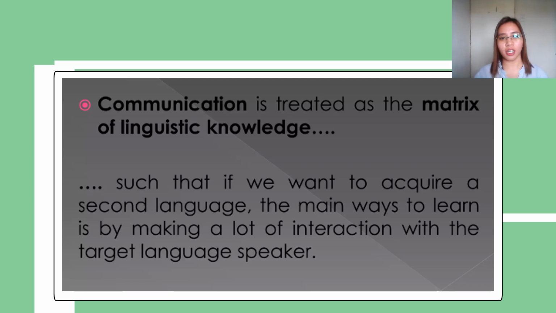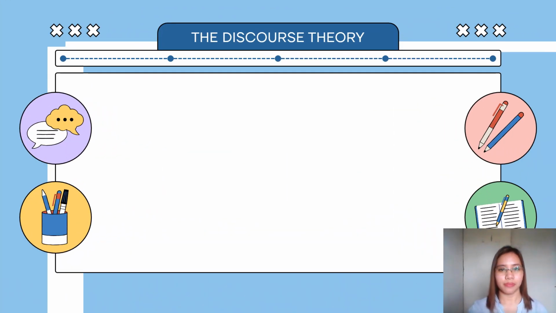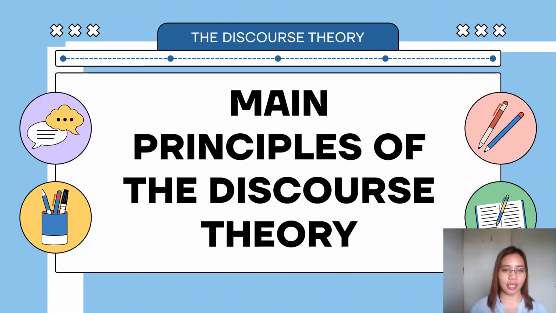Okay, when we say communication, it is actually treated as the matrix of linguistic knowledge, such that if you want to acquire a second language, the main way to learn is by making a lot of interaction with the target language speaker. Okay, next we have the main principles of discourse theory.